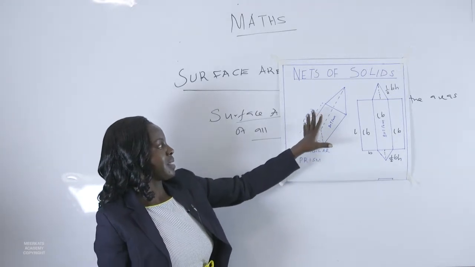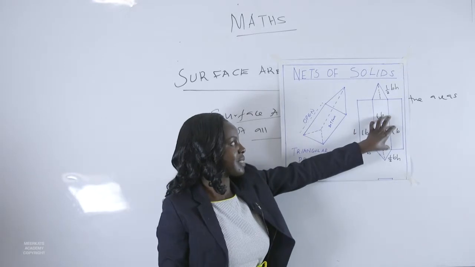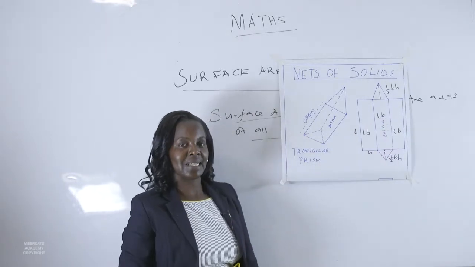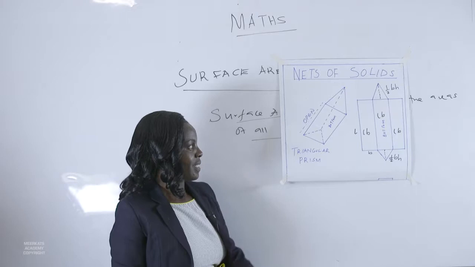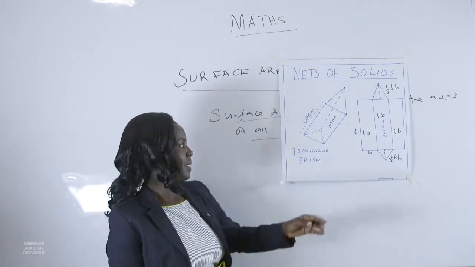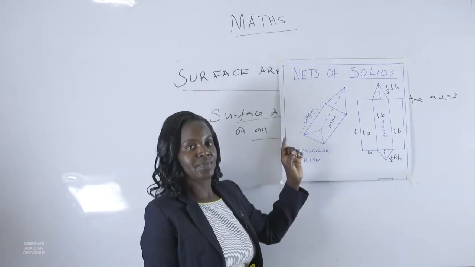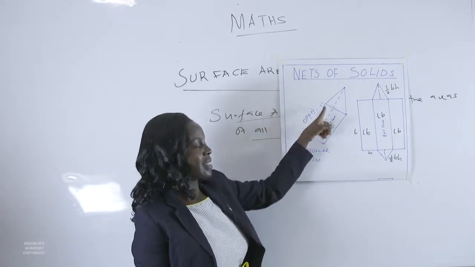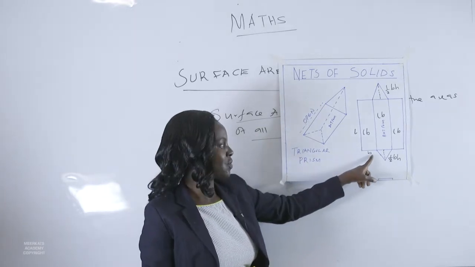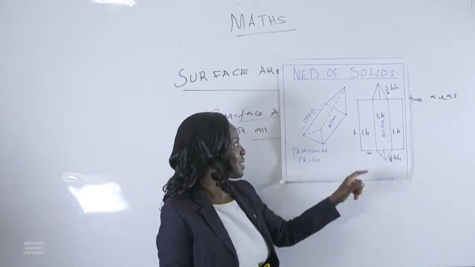So if we open this way, then we call this the net of a solid. Dimensions are very important as you open and as you draw, so that you don't change the dimensions. If they are 8 centimeters, they should remain 8 centimeters.